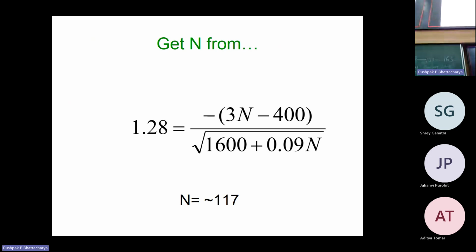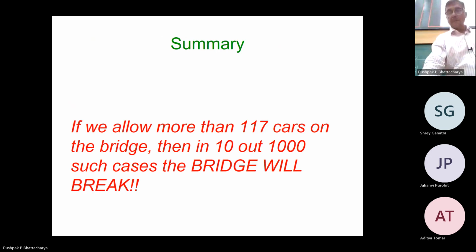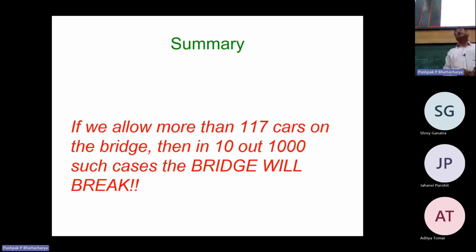So this is how we approach the problem making use of probability. Conservative, deterministic; probabilistic; equalizing mean, deterministic; liberal. So the summary of all this analysis is that if we allow more than 117 cars on the bridge, then in 10 out of 1,000 cases, the bridge will break. That is the conclusion from this summary.